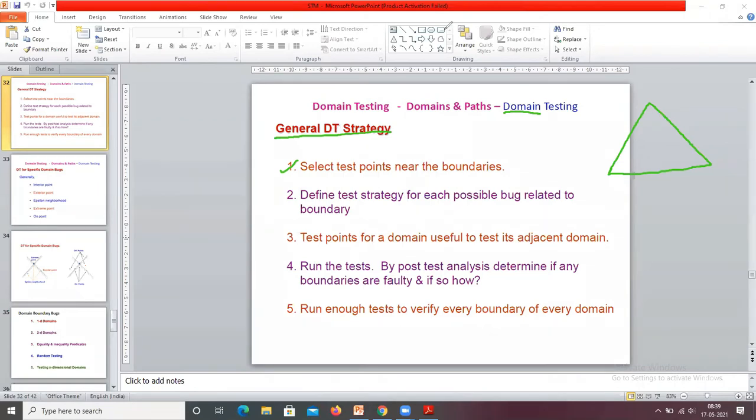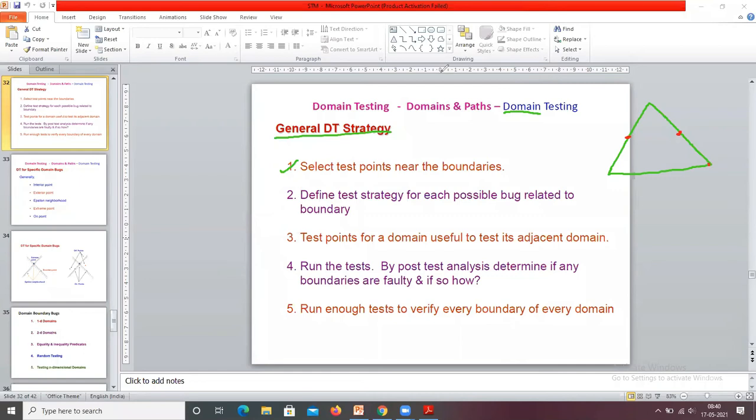That means you are going to test points like here. If you observe, this is the point, the red color dot. So these are the points you are going to select. Okay, that's the strategy.